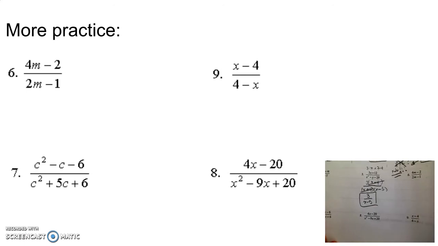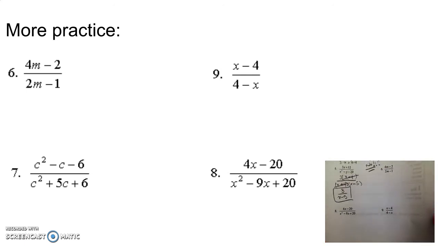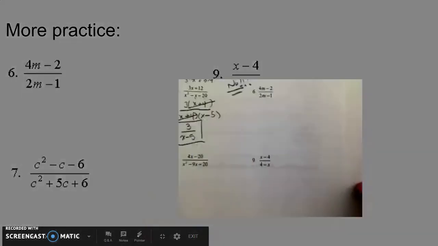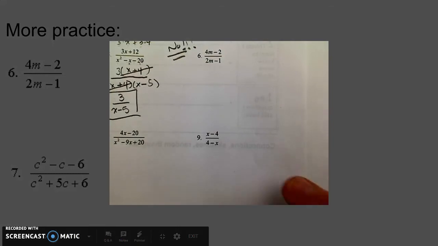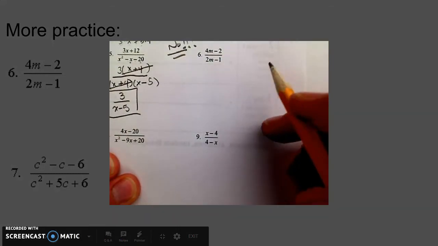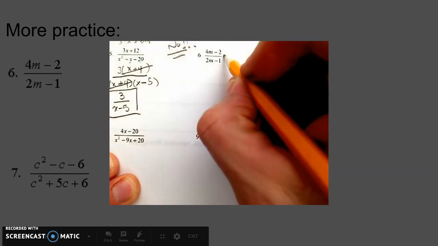Some more problems that we can practice together, a couple of each type. If you want to try these on your own, pause the video, come back and check your work with me afterwards. Not a bad idea.